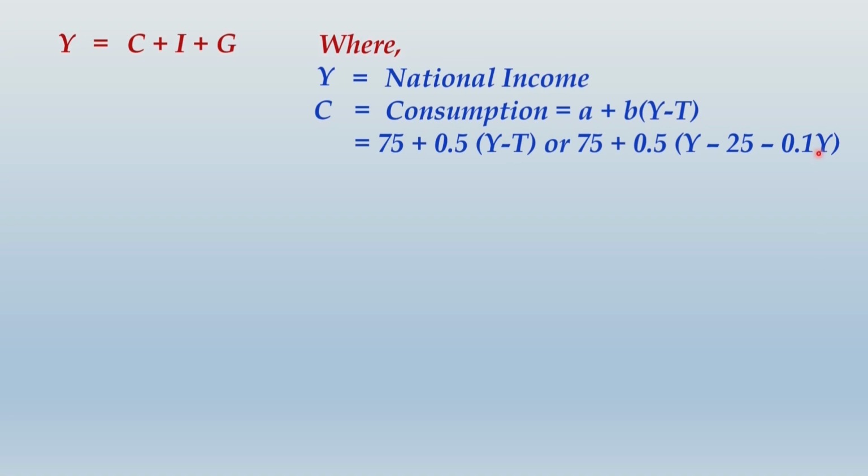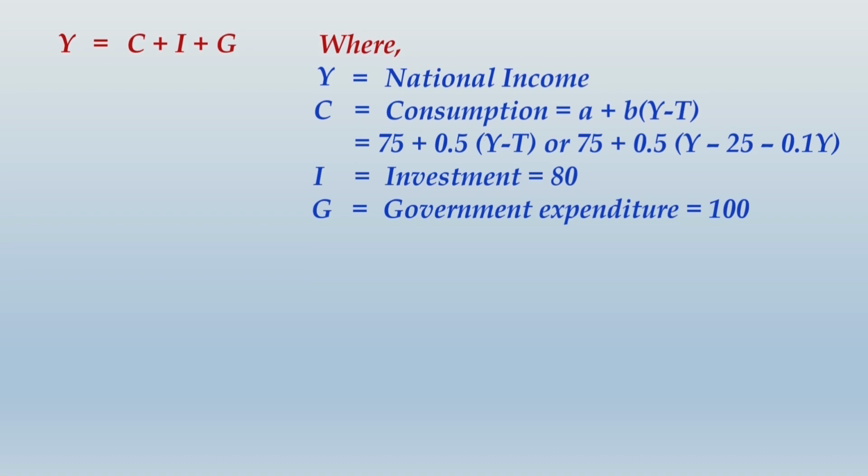So 0.1 y as well as 25 both subtracted from y will give you the y minus t effect, which will become disposable income. B multiplied to that will give you the later part of this equation, and A is a constant which has value of 75. When you solve this equation along with other variables defined as investment as 80 and government expenditure as 100, you get this entire form of equation.